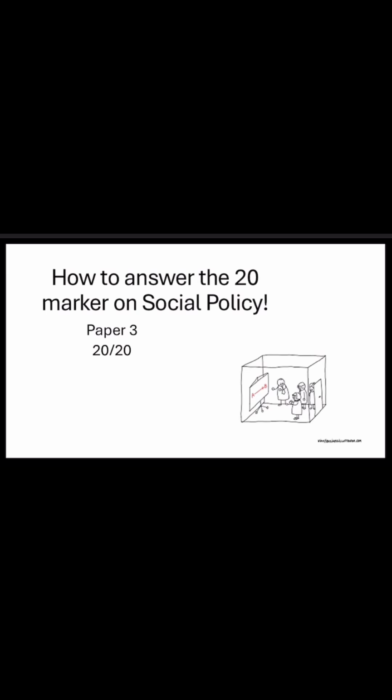Today's tutorial focuses on paper 3, the 20 marker, and if social policy comes up. Just as a reminder, paper 3 does contain a 20 mark question, and it will either be on a theory, a method, or a debate. So let's get started.